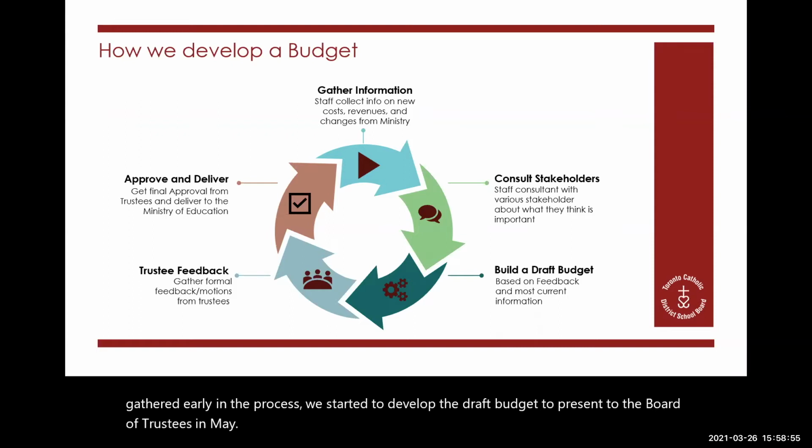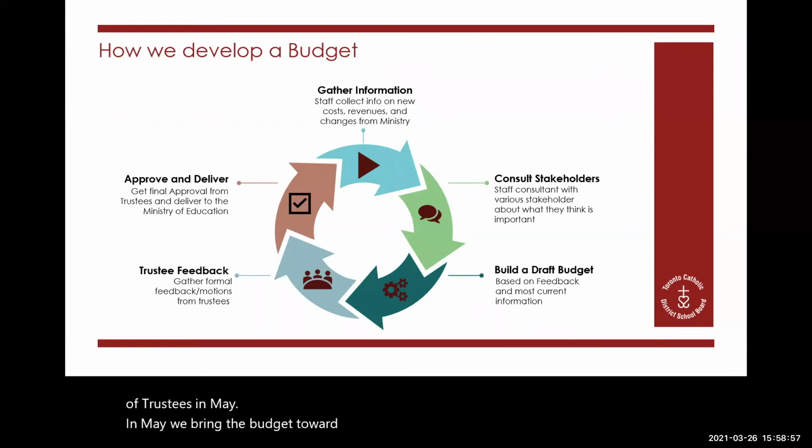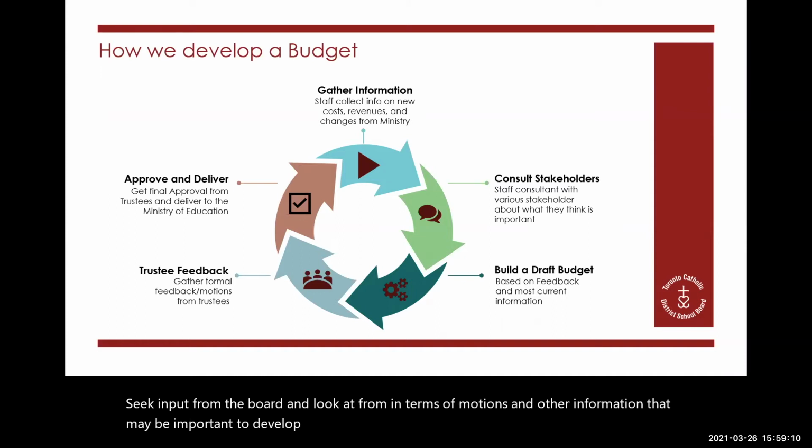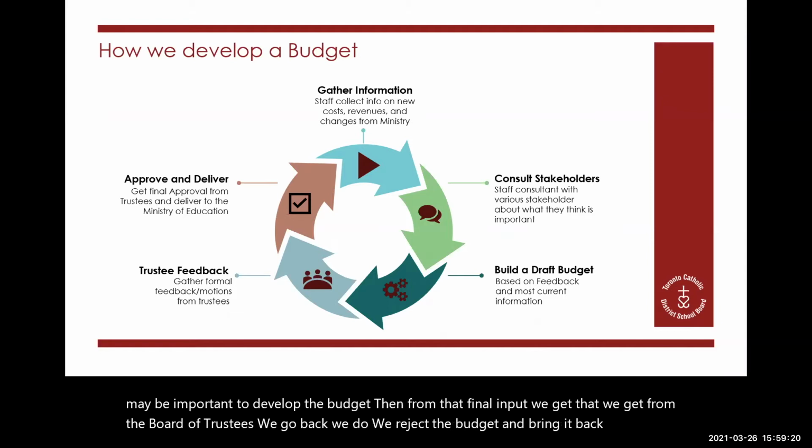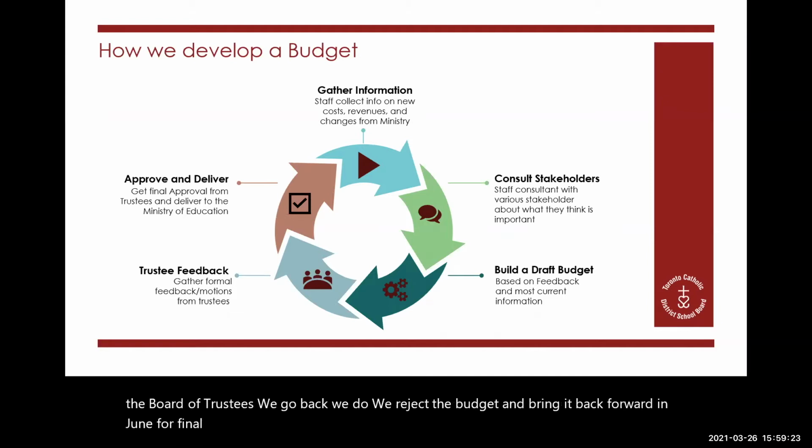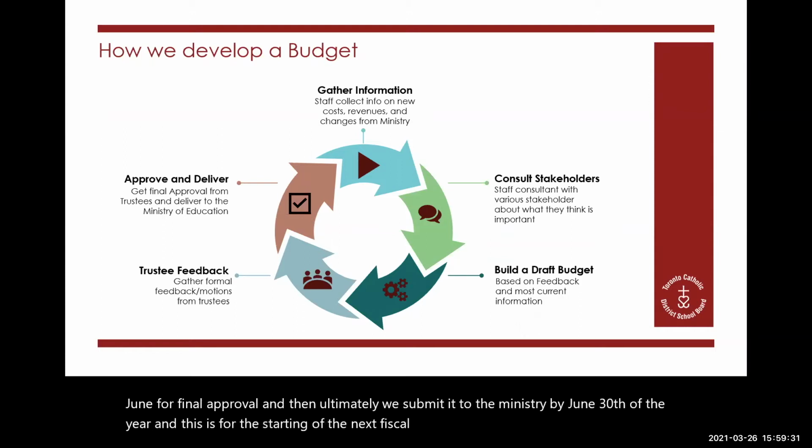In May, we bring the draft budget to the Board of Trustees, and we seek input from the board and look at motions and other information that may be important to develop the budget. Then from that final input that we get from the Board of Trustees, we go back, we rejig the budget and bring it back forward in June for final approval. And then ultimately we submit it to the ministry by June 30th of the year. And this is for the starting of the next fiscal year, which starts in September.